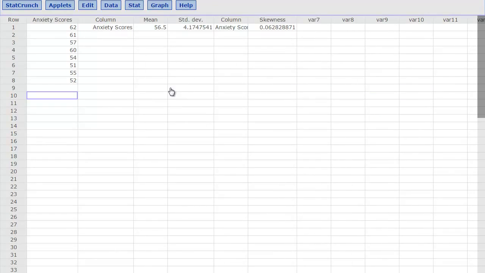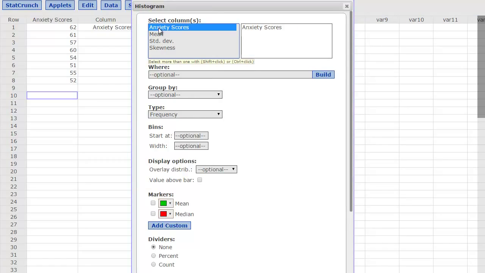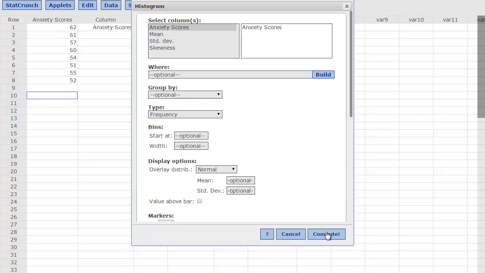But I said histogram. So I'm going to click on the graph, I'm going to click on histogram, and I'm going to click on anxiety scores. What I want to do is go ahead and put the normal distribution over it. Remember, the central limit theorem says that if I meet the assumptions, then it should look fairly much like a normal model, right? And then I'm going to go ahead and put the mean and median in for this particular distribution, all right? And then I'm going to go ahead and click compute.